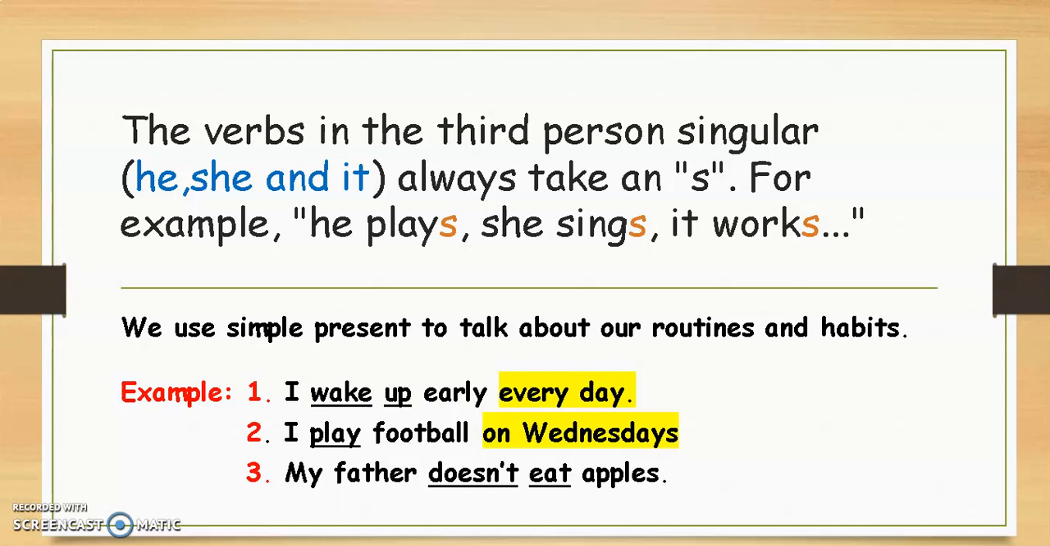For example, I want to conjugate verb to read. So I say I read, you read, he, she, it reads. I add an s. That is the rule for simple present. So it's super easy. And also, we've seen that we use simple present to talk about our routines.